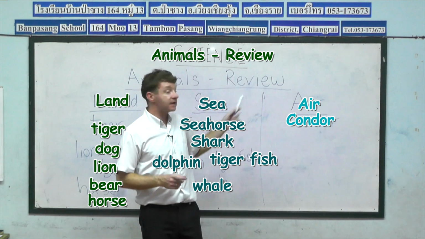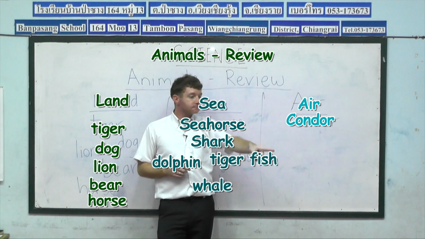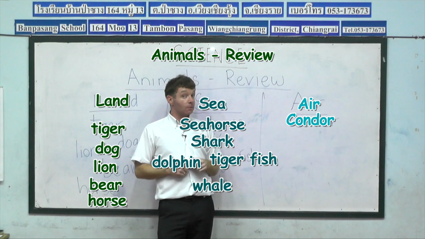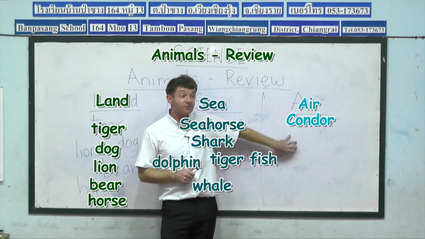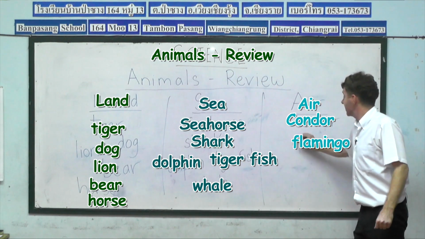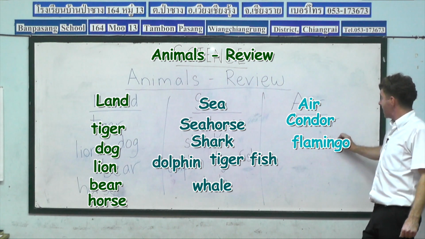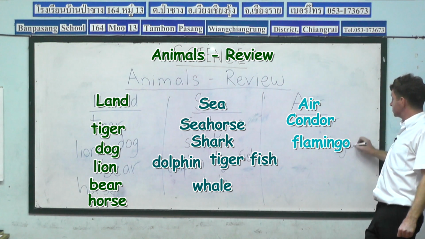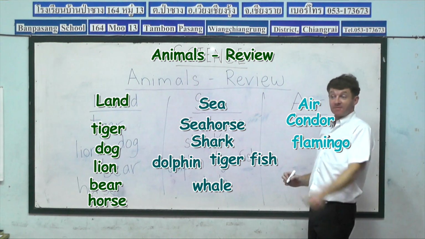And now we're thinking about air animals. We have condor, and Lackau said flamingo. So we're going to include flamingo, but I think this is the place for the flamingo. A flamingo, F-L-A-M-I-N-G-O. And then I heard another good example, butterfly.